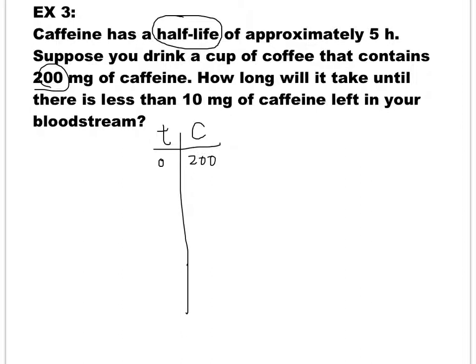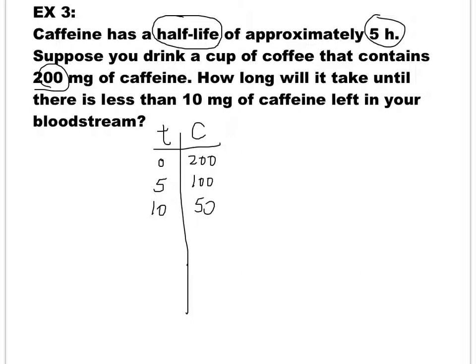Then let's say after 5 hours. After 5 hours, we said that half-life is 5 hours. So this means the 200 becomes 100. Half of it is gone. Let's say after 10 hours. After 10 hours, 100 becomes 50.